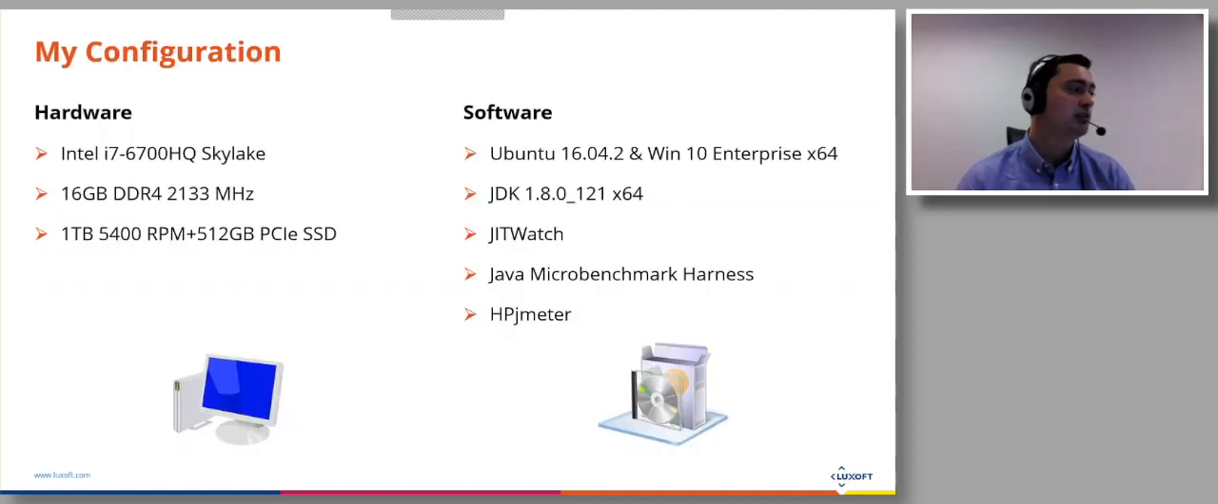Just before starting, a few things about my hardware configuration, because it's important, mainly the CPU. I was using an i7 Skylake CPU with 16 gig of RAM, and from the software perspective, the majority of the tests were run under Linux, Ubuntu distribution, using a quite recent JDK version, and a few other tools. First is JitWatch, a tool which helps you to, for example, see the bytecode and the assembly code produced during the runtime. Then Java Micro Benchmark Harness, a micro benchmarking tool to test the performance of the Java code, and HPJmeter. I used HPJmeter in just one isolated case, for the string deduplication test.